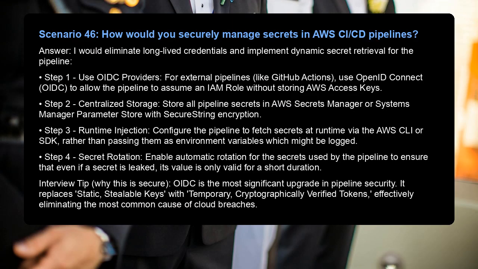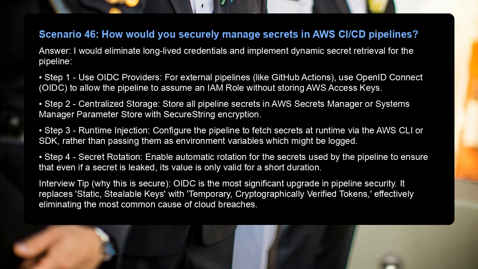Scenario 46. How would you securely manage secrets in AWS CI/CD pipelines? Answer: I would eliminate long-lived credentials and implement dynamic secret retrieval for the pipeline. Step 1. Use OIDC providers for external pipelines like GitHub Actions. Use OpenID Connect (OIDC) to allow the pipeline to assume an IAM role without storing AWS access keys.